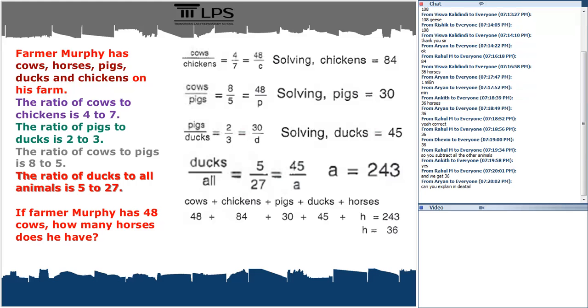Okay, see what was the basic logic behind this question? It gave you a lot of information and asked you to use that information in order to arrive at the answer. So what I did is I used cows to chickens initially to get the number of chickens, because I knew that there was enough information for me to get the total number of animals eventually. But for that I required the ducks, because remember that the total number of animals are compared to ducks.